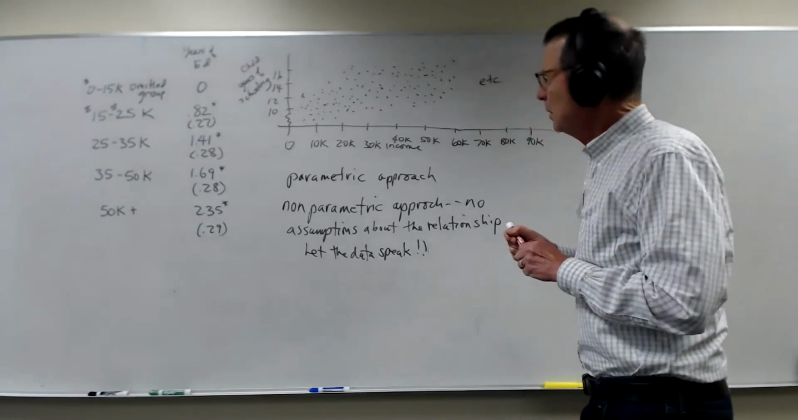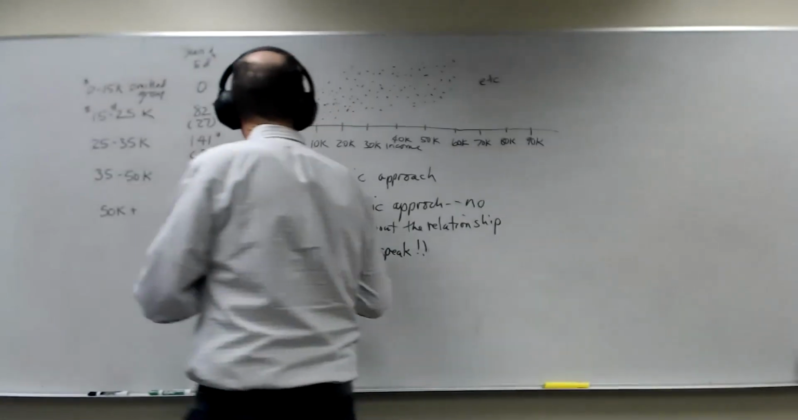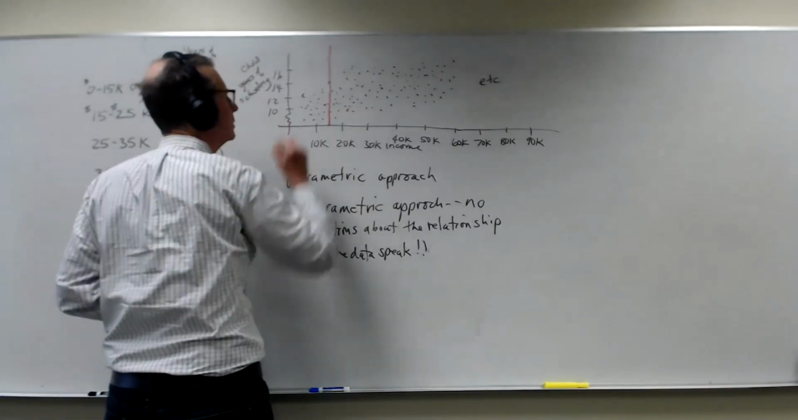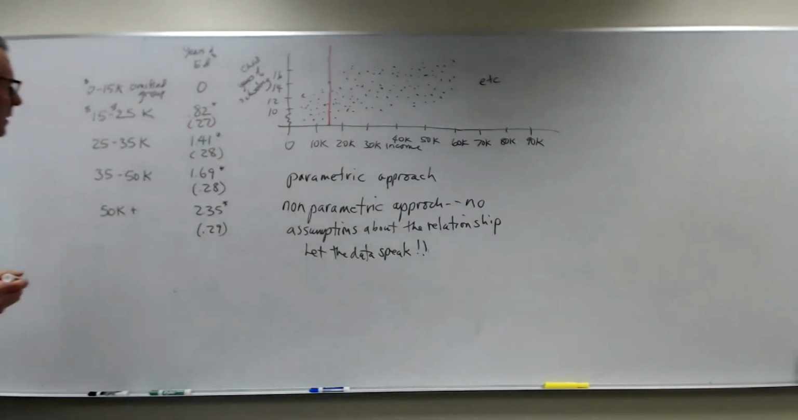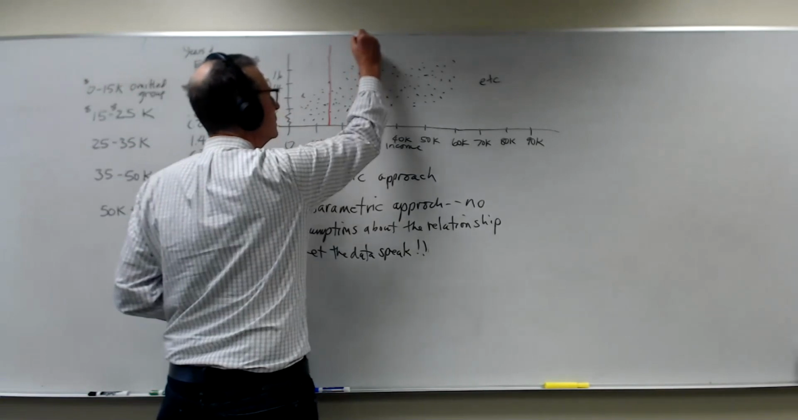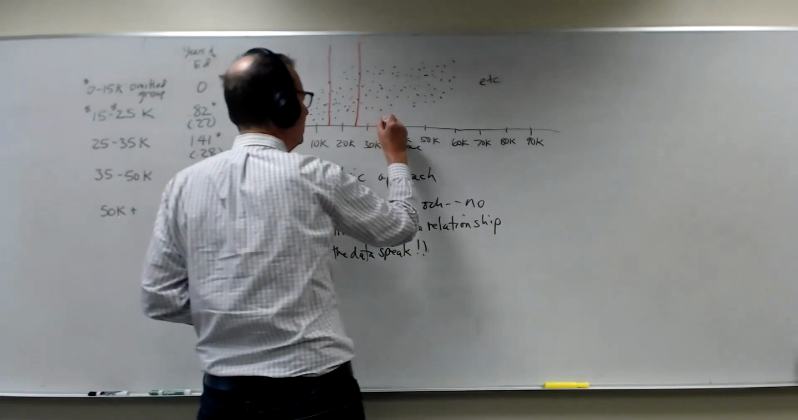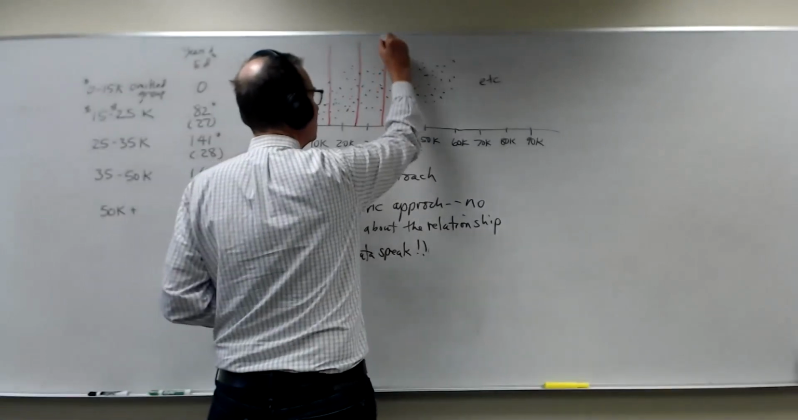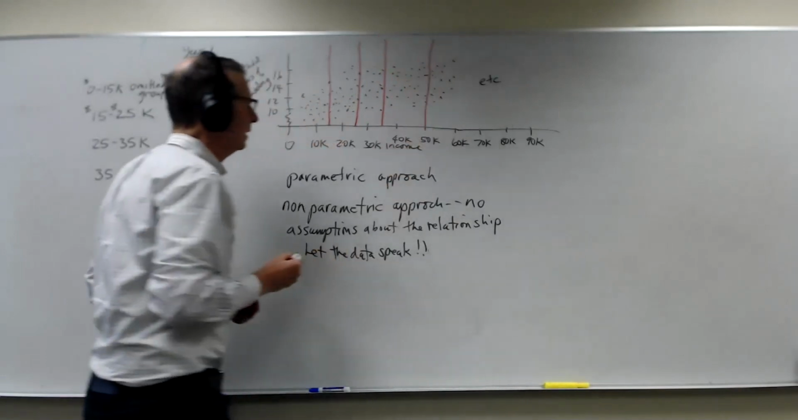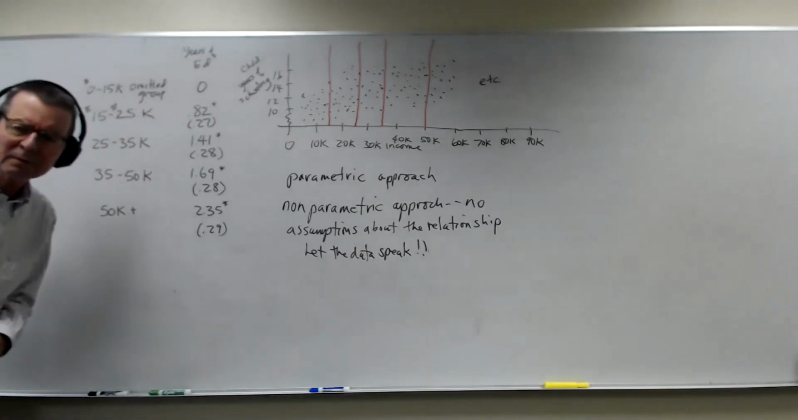The first group is $0 to $15,000. So let's just mark 15,000, and then you've got 15 to 25,000. Then you've got 25 to 35, 35 to 50, and 50 and above.